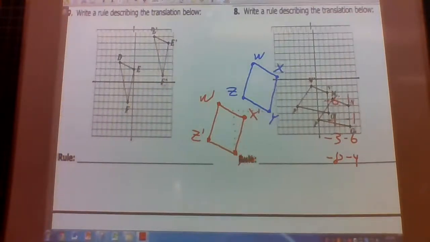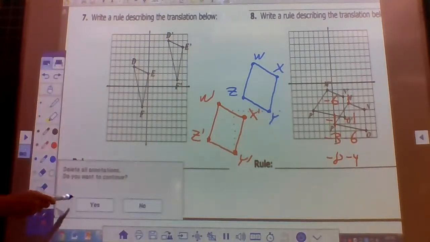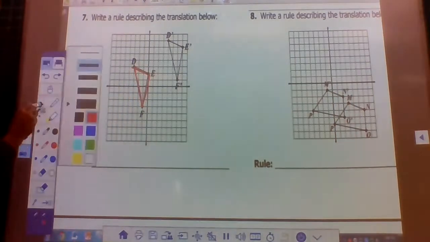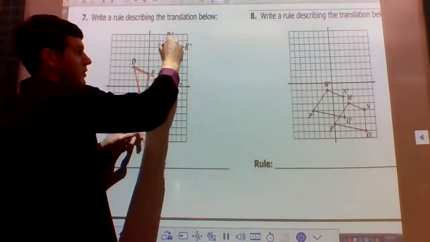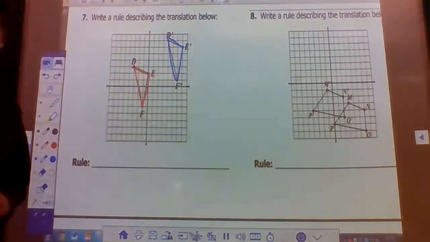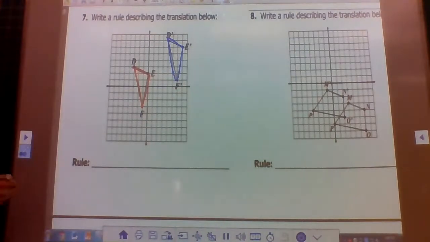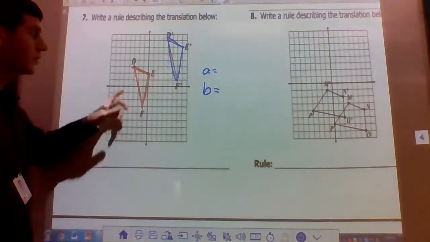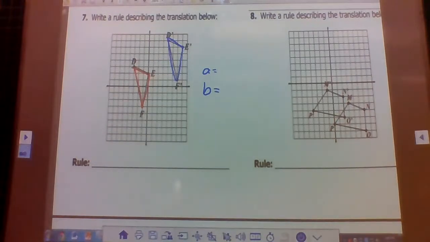Let's look at writing the rule. For this one, they're giving us the pre-image and the image, and we want to find the rule. The pre-image here is DEF. We know it's the pre-image because it doesn't have the apostrophes, they're not primes. Here we have D prime, F prime, E prime. That's our image. So we're translating here. We need to find our vertical shift and our horizontal shift. A is going to be our horizontal shift, and B is going to be our vertical shift. So you pick D and D prime, E and E prime, or F and F prime, and figure out what the shift is between them.